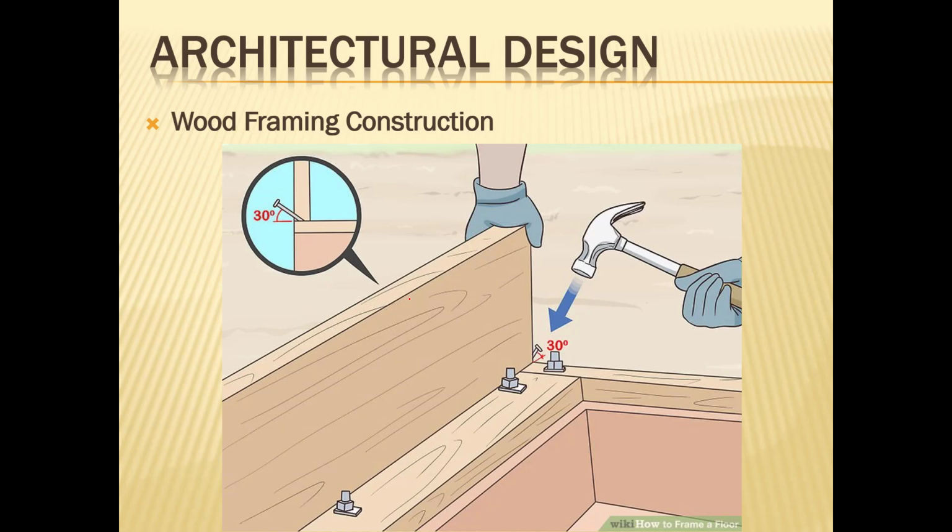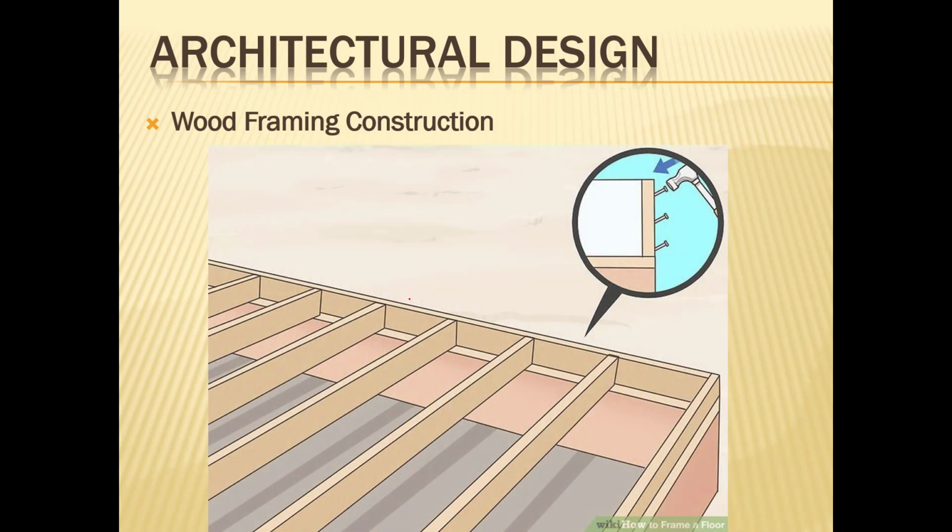So here we have the concrete, and we're laying a sill plate on there and then starting to put the header joist in there and attaching it. And then we proceed by putting the joist running across between the two header joists. And we usually almost always use 16 inches on center.